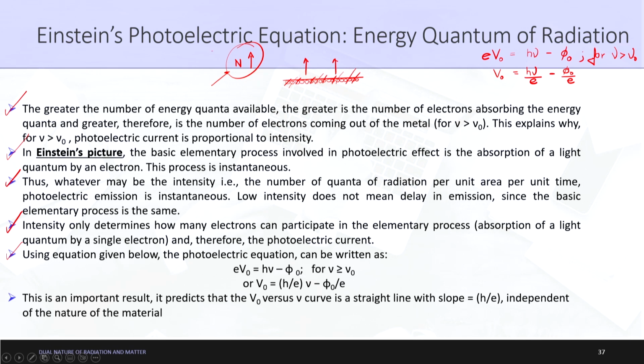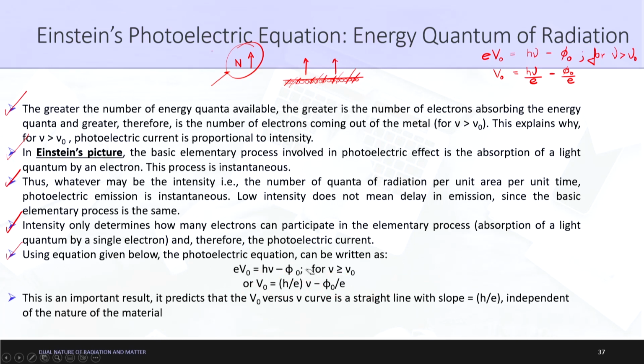So, this is an important result. It predicts that the V naught versus nu curve is a straight line. If you make a curve between these values, it is basically y is equal to m x plus c. Here the c value is negative, the intercept, and the m value is h by e, and it can be seen as a straight line here.